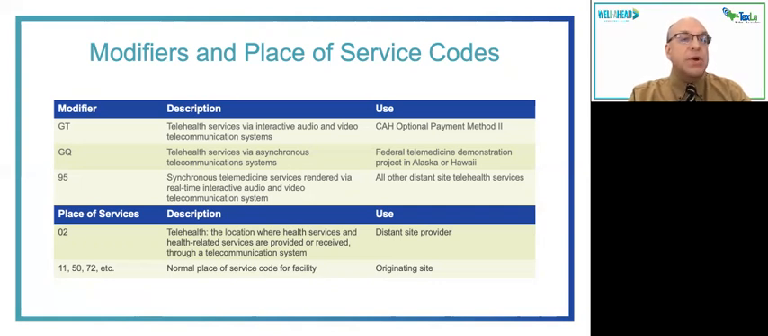And then, of course, you can look at modifiers for places of service. An 02 is utilized in telehealth when the location where the health service and health-related services are provided or received is through a telecommunication system. So again, this is like a distant site provider. The number 11 is based on a normal place of service code for the facility, and that's really the originating site.